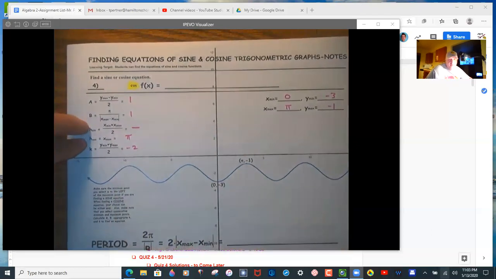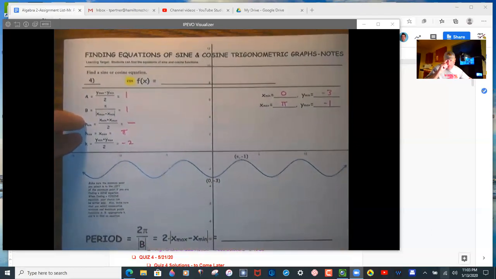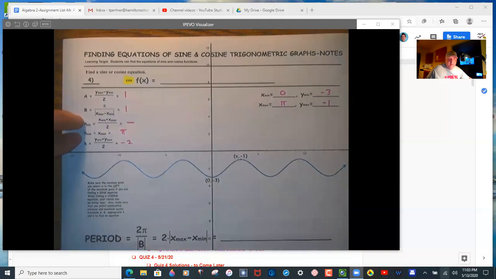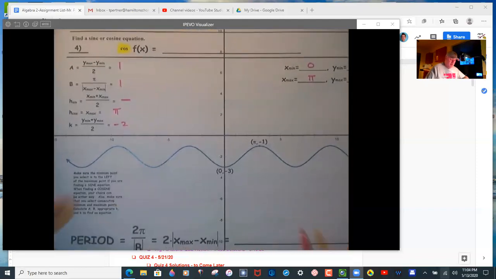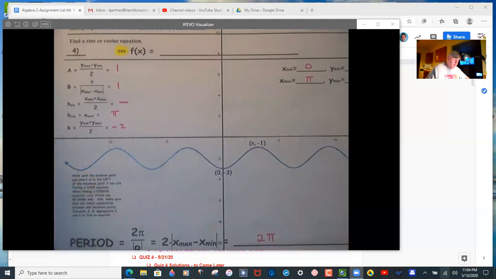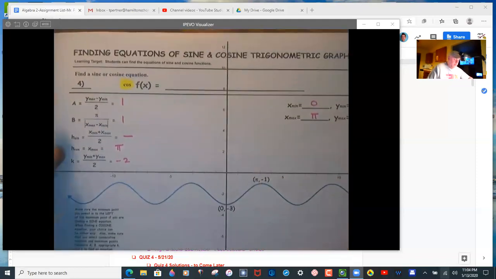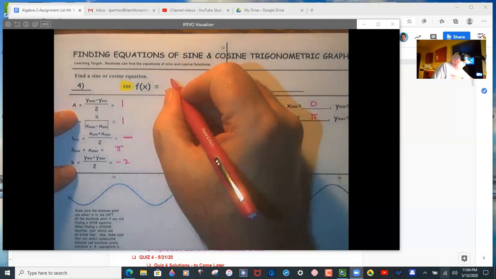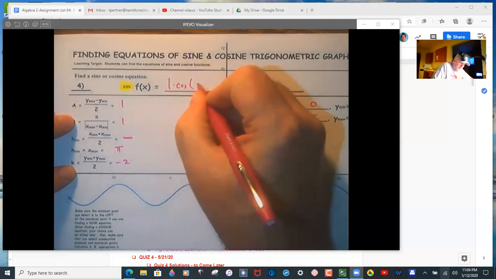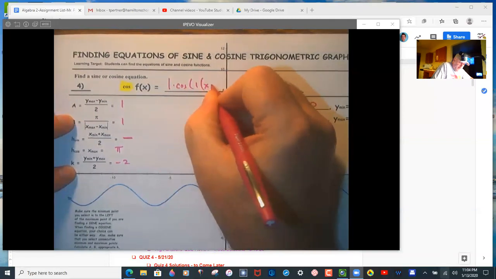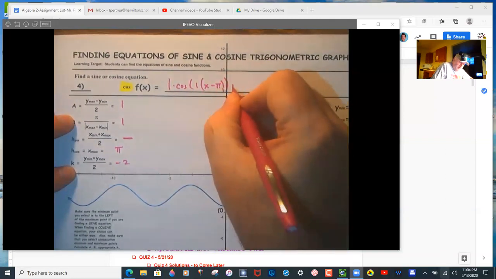So remember, depending on what kind of graph you're doing, that's whether you choose the h sub sine or the h sub cosine. The a, b, and the k are the same regardless of whether you do sine or cosine. This is 2 pi. All right, so our equation will be 1 times cosine of 1 times x minus pi plus negative 2.